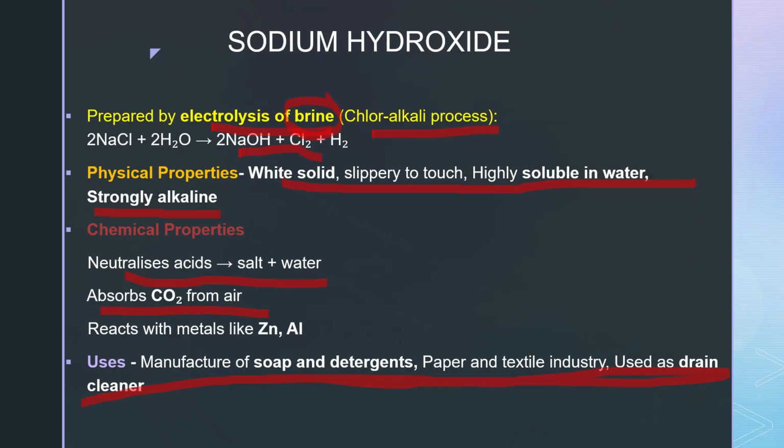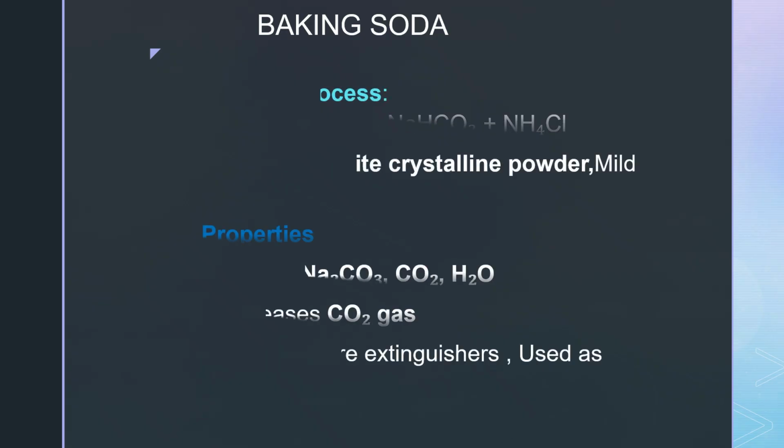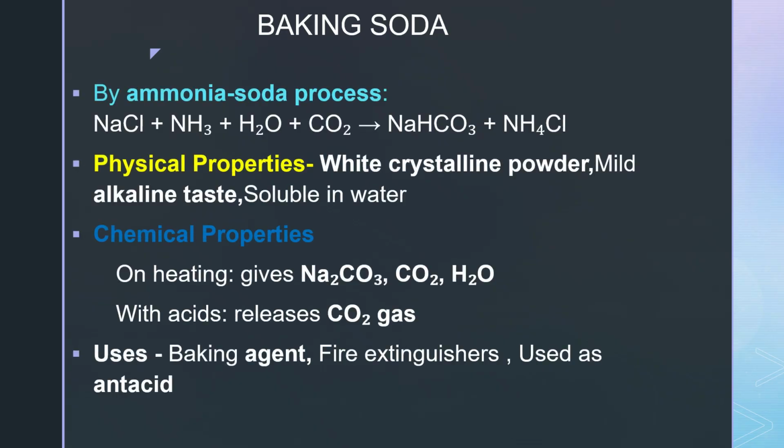Okay, let's move towards the next salt, that is baking soda, very important. In baking soda, the process of preparation is the ammonia soda Solvay process, in which you use NaCl with ammonia, water and CO2, mixed together forming NaHCO3 and ammonium chloride. Ammonium chloride is the byproduct and NaHCO3 is the baking soda, right?